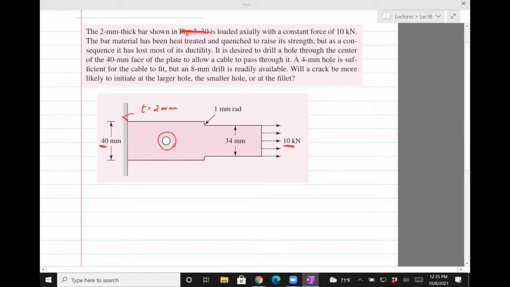To allow the cable to pass through it, a 4 mm hole is sufficient for the cable to fit, but an 8 mm drill is readily available. Will a crack be more likely to initiate at the larger hole, the smaller hole, or the fillet?